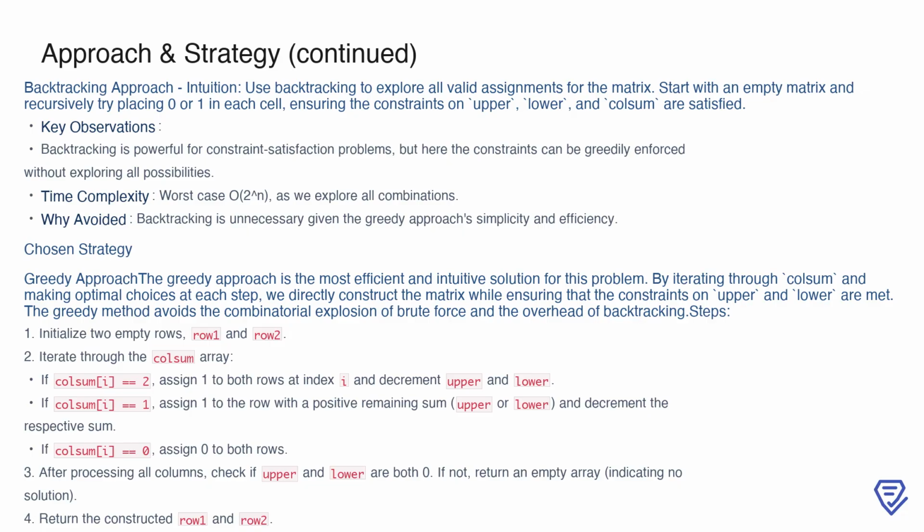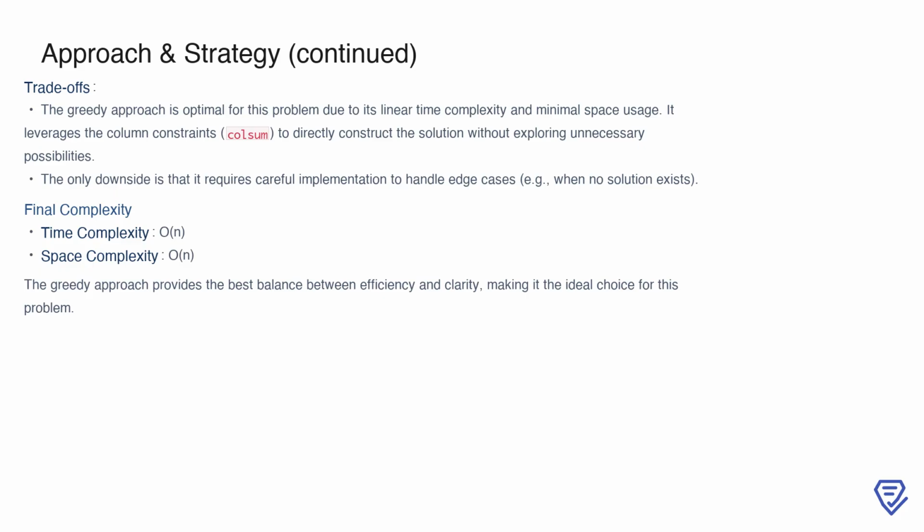As a result, we chose the greedy strategy because it avoids the overhead of exploring unnecessary possibilities and directly constructs the solution in a straightforward manner. The greedy approach provides the best balance between efficiency and clarity for solving this problem. By iterating through the colsum array and making optimal decisions for each column, we construct the solution while enforcing the constraints on upper and lower step by step. This method offers a linear time complexity of O(n) and a space complexity of O(n), making it highly efficient.